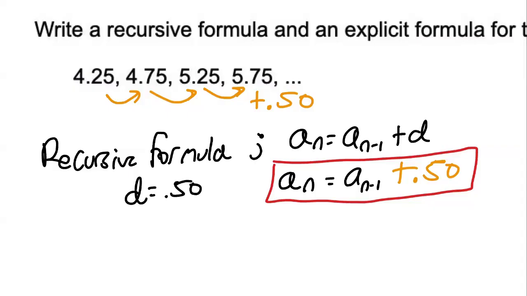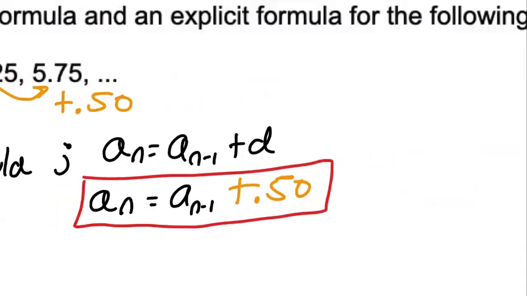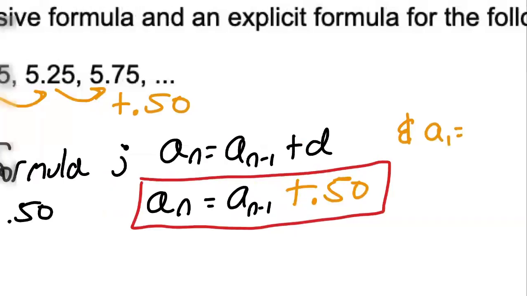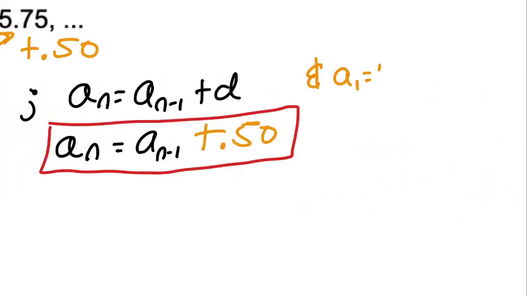Now that's a sub n. Now here's the thing. When you use the recursive formula, you always have to state the first term. When you start the pattern, you always want to know what the first number is, but it's not used in the formula. Usually when you're given the recursive formula, they tell you what the first term is, but it's not used in the formula. On this problem specifically, it's asking for the formula and then the first term, because that's where the pattern starts.